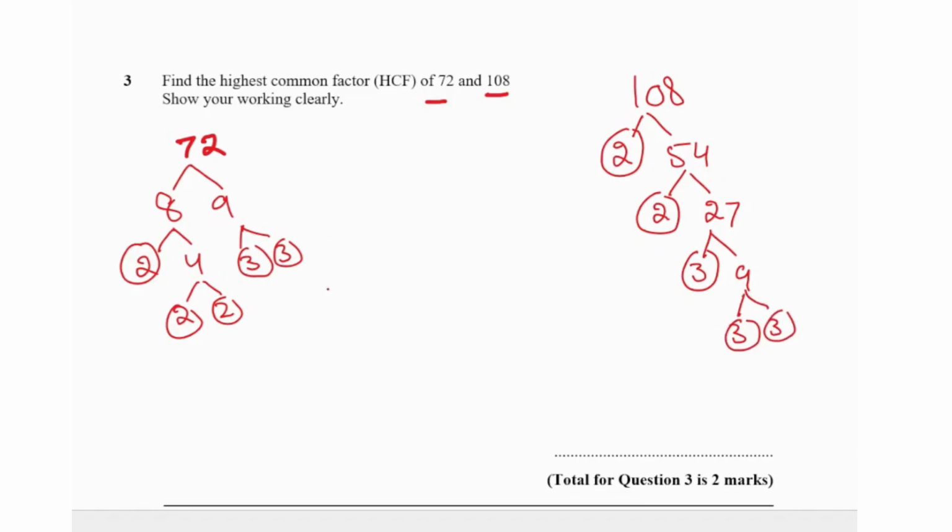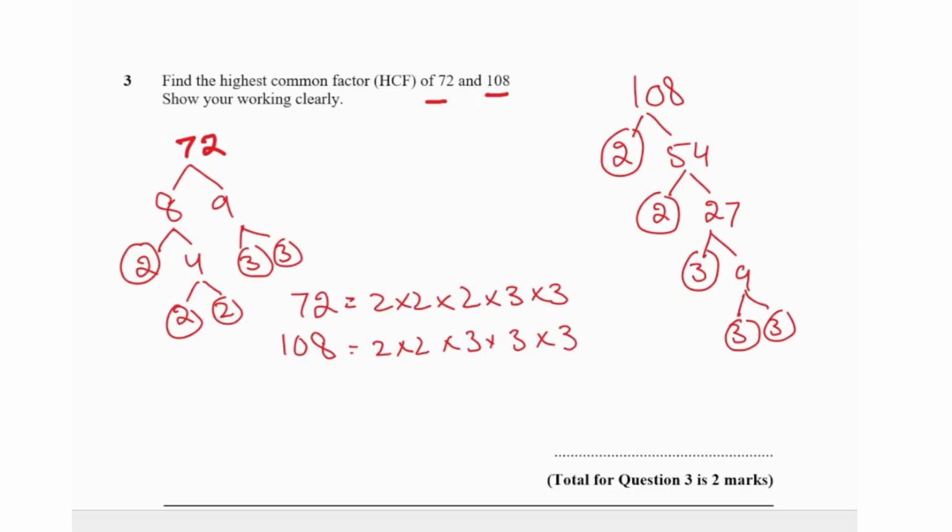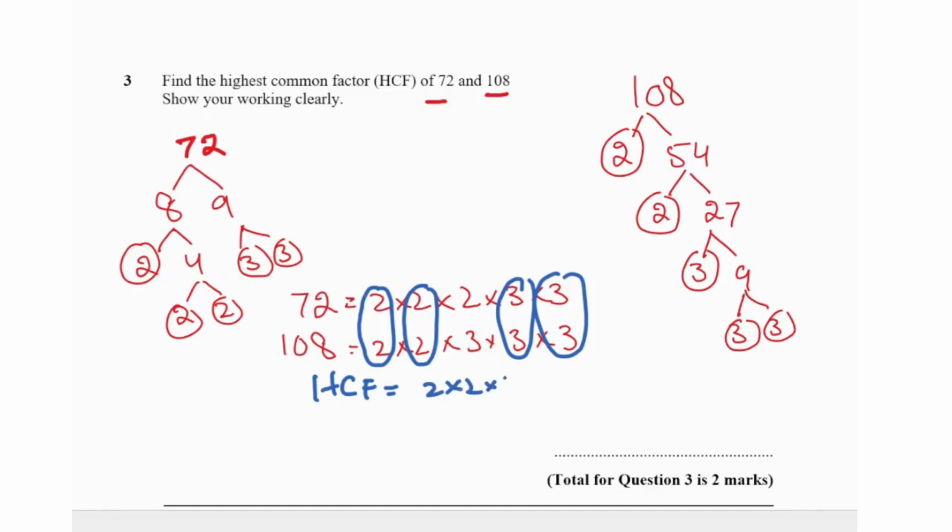So we need to find our highest common factor. 72 is equal to 2 times 2 times 2 times 3 times 3. 108 is equal to 2 times 2 times 3 times 3 times 3. Now we need to find out the highest common factor. So this is common, this is common, this is common, this is common. So HCF would be 2 times 2 times 3 times 3. 2 times 2 is 4. 4 times 3 is 12. 12 times 3 is 36, our highest common factor.